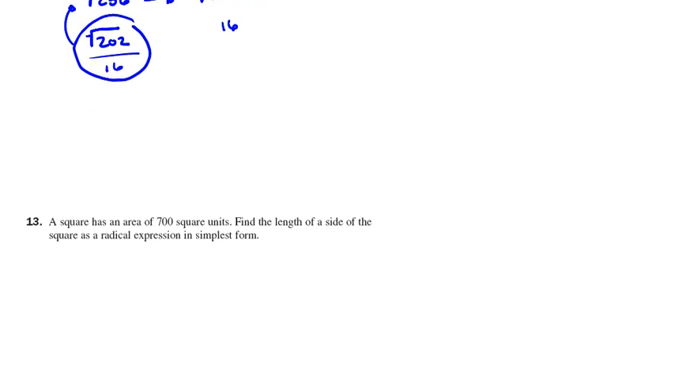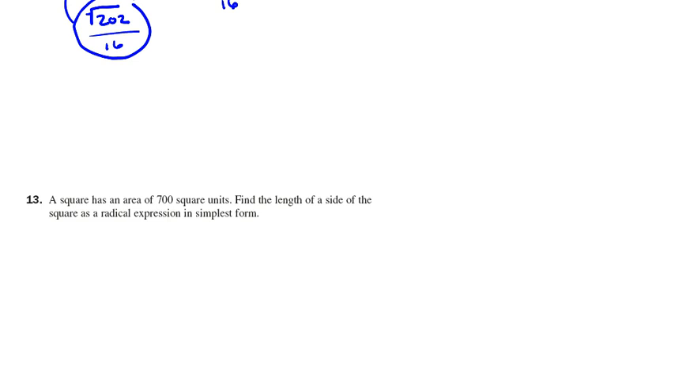Right? Let's try a story problem. A square has an area of 700 square units. Find the length of the side of the square as a radical expression in simplest form. Alright, well, if I have my square, and I know that my square has an area of 700 units, and I'm trying to find out what my side length is.